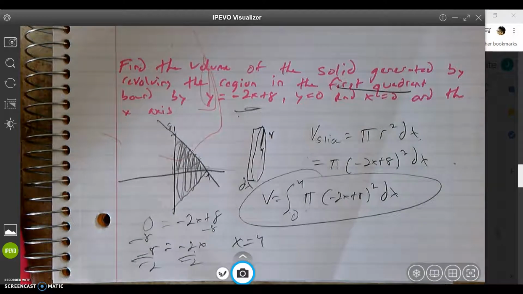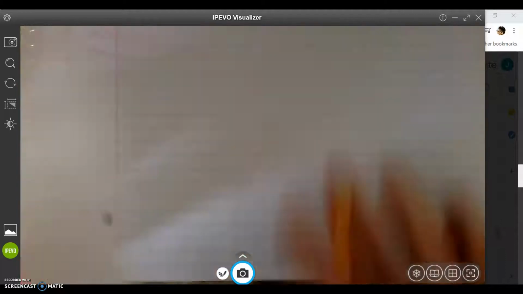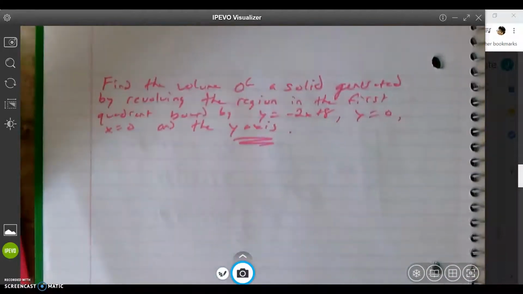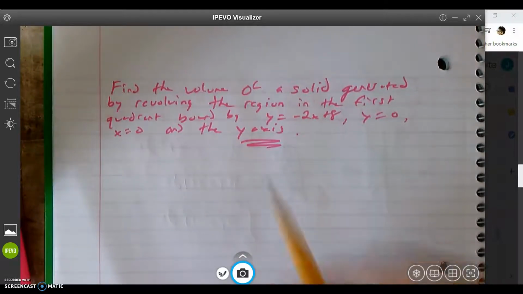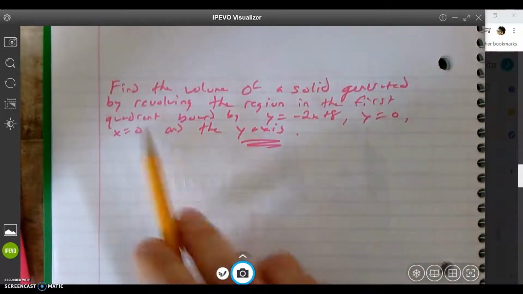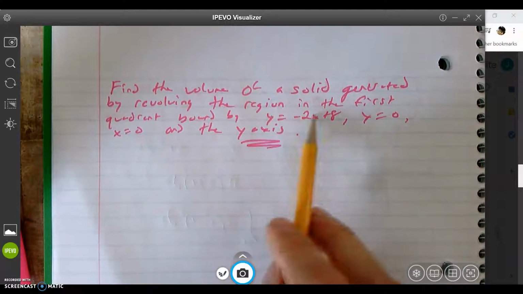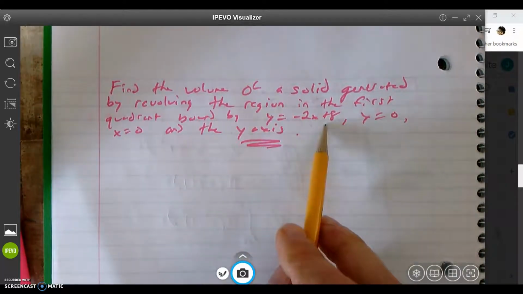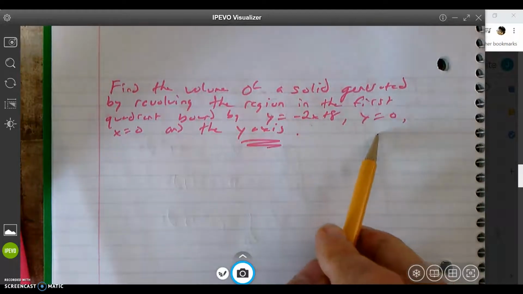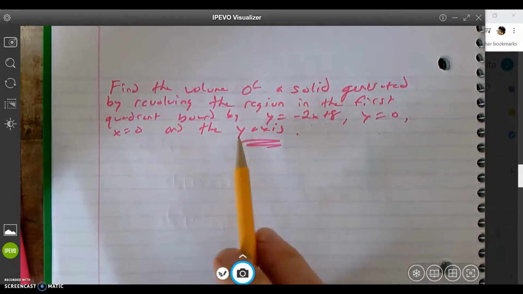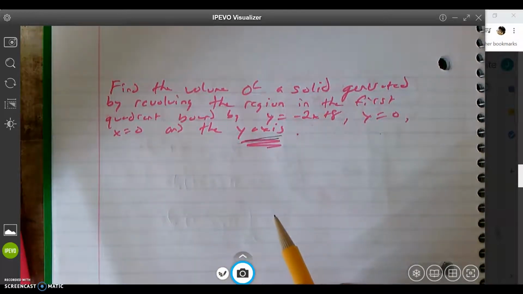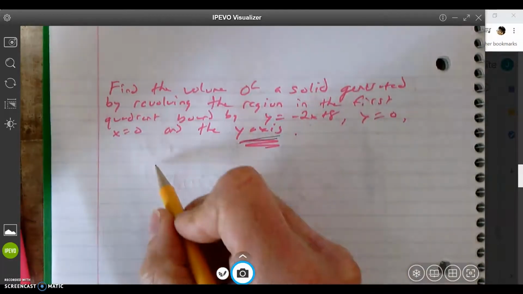Nice. You ready for another one? A little challenge? No problem. Here you go. Need a new page. So same problem. Find the volume of the solid generated by revolving the region in the first quadrant bounded by y equals negative 2x plus 8, y equals 0, x equals 0, and the y-axis now. So now we're revolving it around the y-axis, not the x-axis.